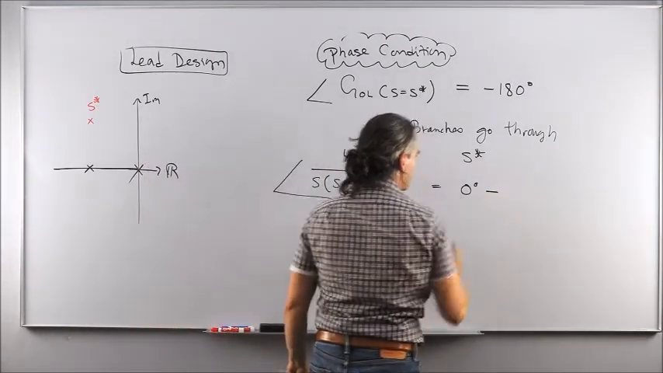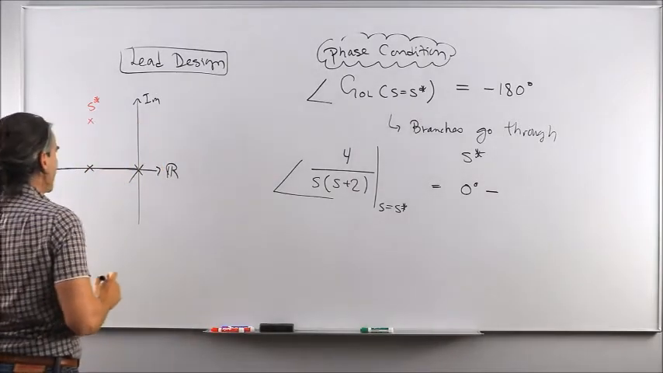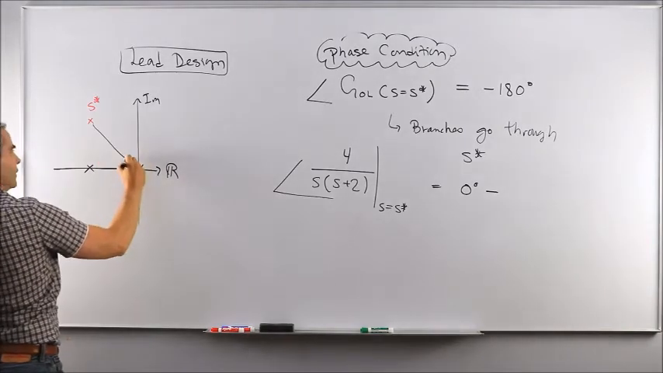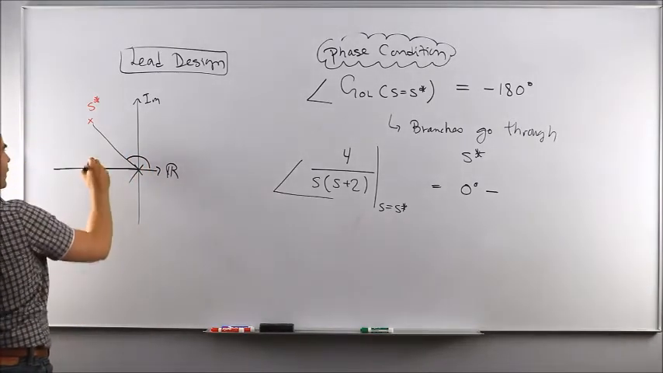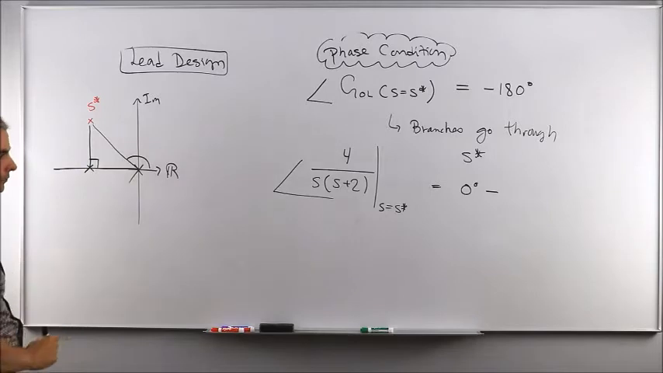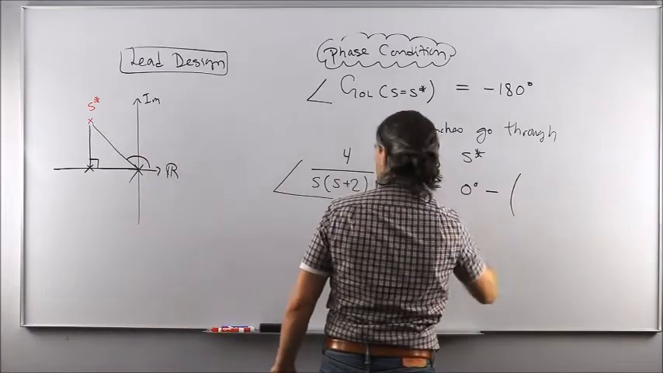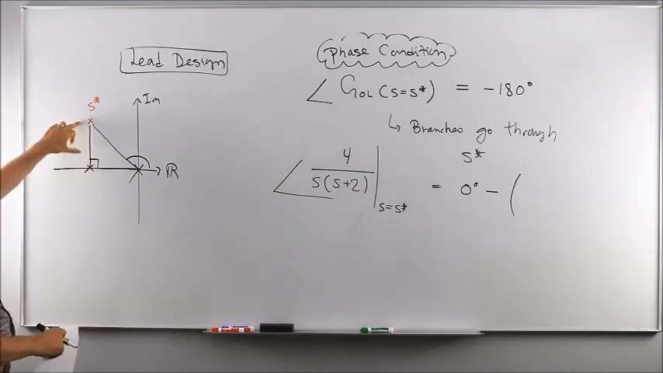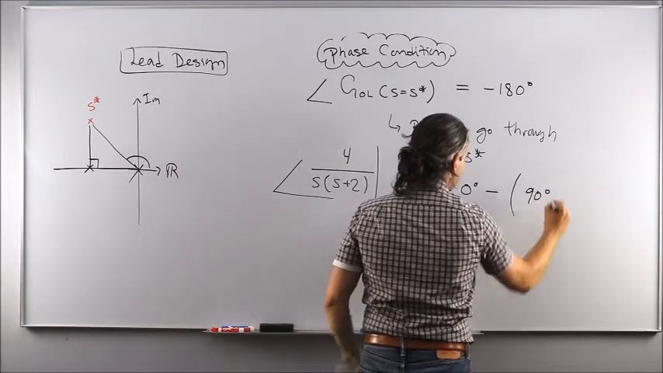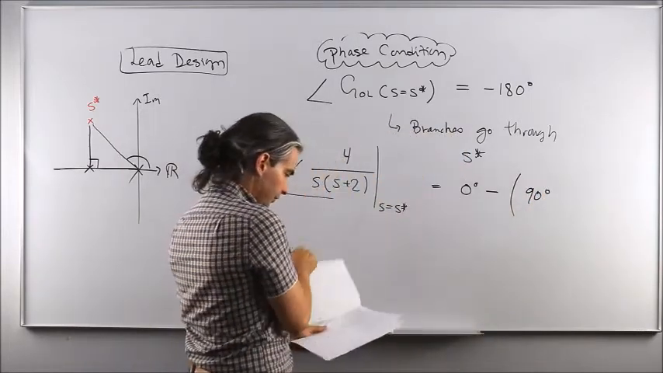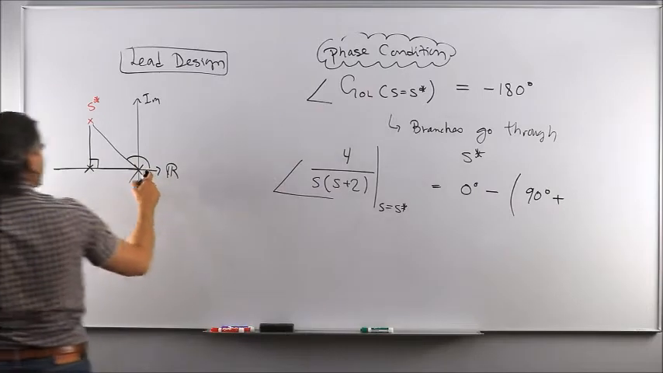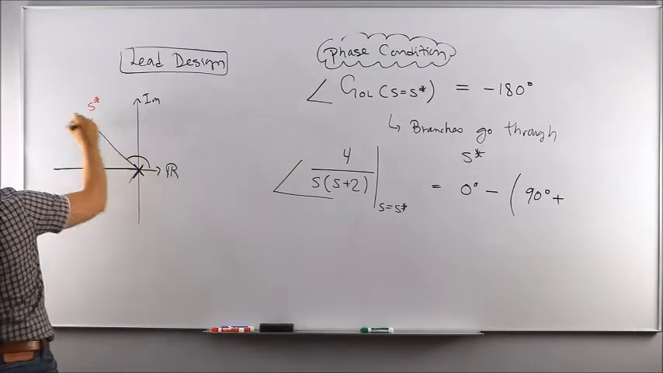Hopefully you remember how to calculate the phase of a transfer function, and then you figure out the phase of this pole onto S star, i.e. this angle, plus the phase of this other pole onto S star, i.e. this angle. So the phase of the pole directly underneath the desired pole location is going to be obviously pi over 2, or 90 degrees, plus the phase contribution of this pole at the origin onto the desired pole location.